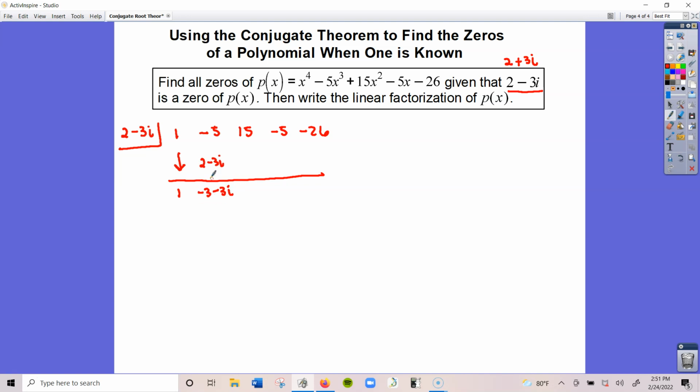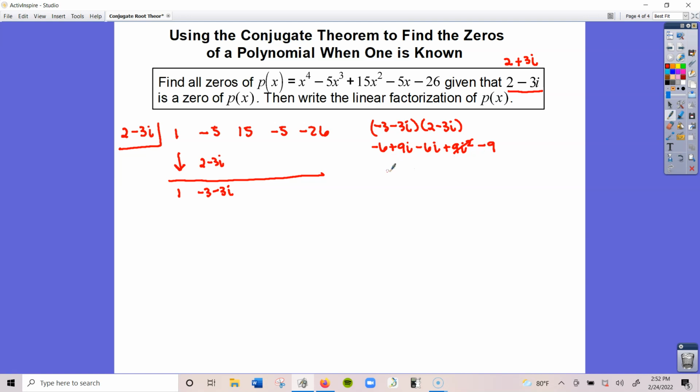Now I need to multiply this with what's in the box. So I'm going to do that here off to the side. I need to do negative 3 minus 3i times 2 minus 3i. When we distribute the negative 3, we would get negative 6 plus 9i minus 6i plus 9i squared. Here, this 9i squared becomes minus 9, and I can combine my like terms now.